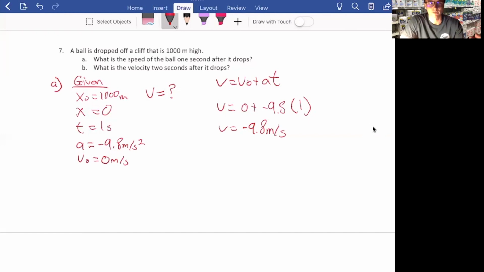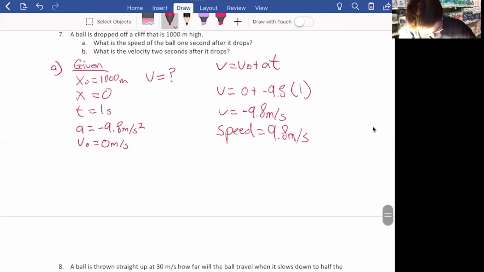Because if that was what the rate of change in our velocity is, we would expect that to be the answer. Okay. And it's asking what the speed is. So what is the speed? Well, the speed is just 9.8 meters per second. Okay, because it's vectorless, just the quantity. Okay, it's the magnitude of velocity.